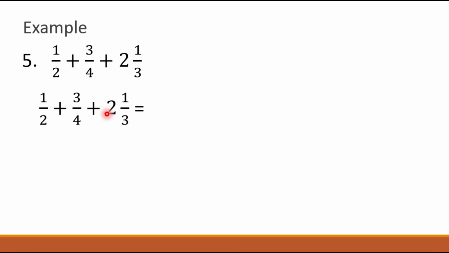So to do that, multiply 2 and 3. So 2 times 3 is 6. And then add the numerator 1. So 2 times 3 is 6, plus 1, that's equal to 7. So that's equivalent to 7 over 3.